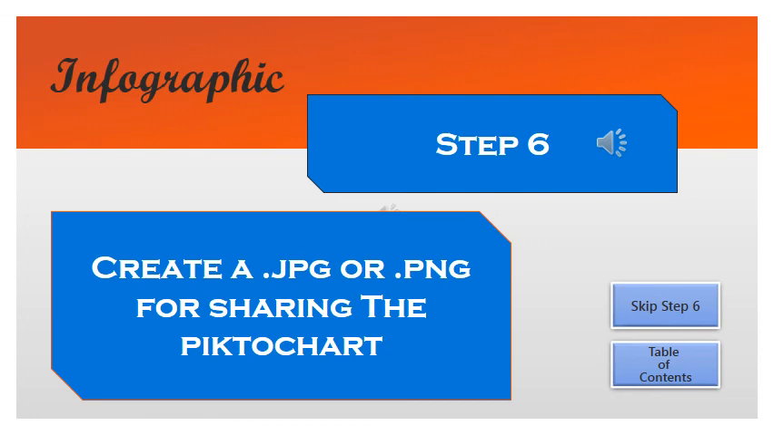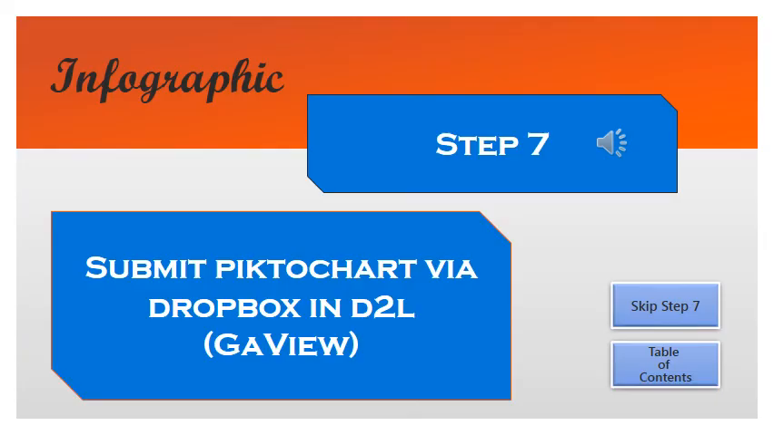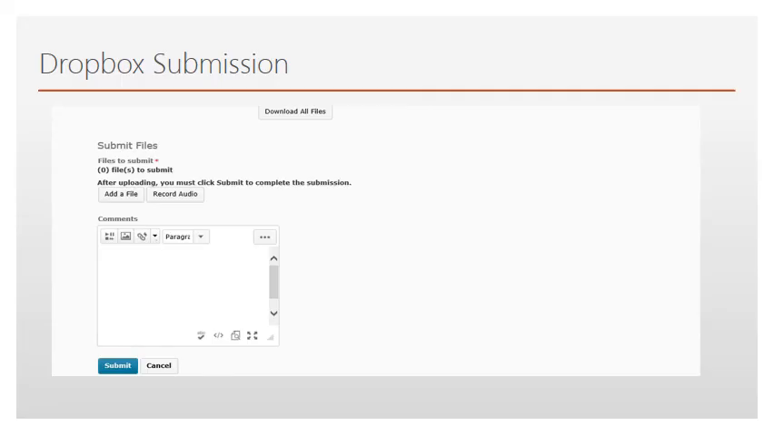And step 6 is creating a JPEG or a PNG file so we can share it with others and download it into our Dropbox. So we've created the file, we've saved it, we previewed it. Step 7 is to submit our infographic to D2L in the Dropbox. To submit your infographic to the Dropbox, you will go.